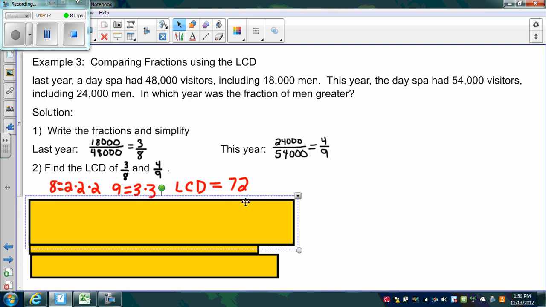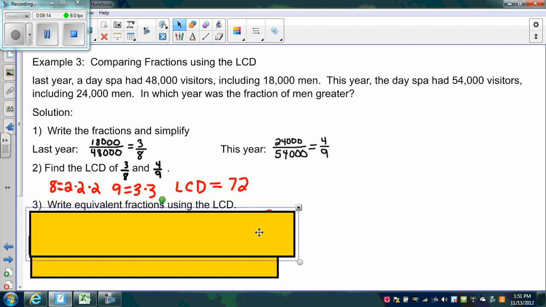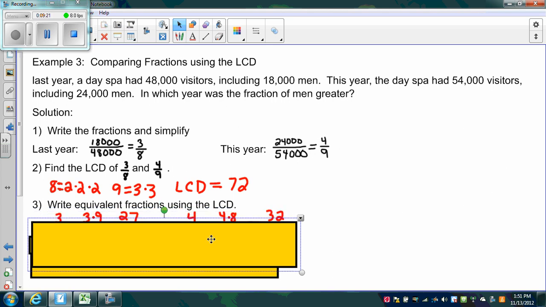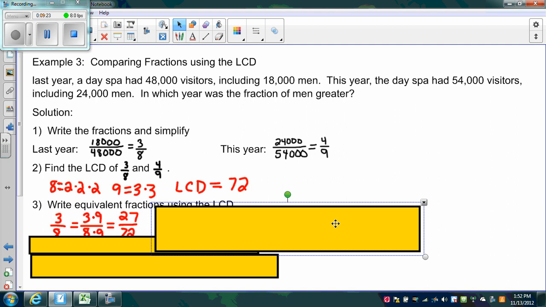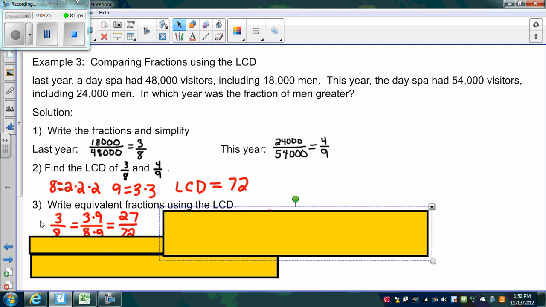So the next step, it's important to remember each of these steps and to do them in order. We need to write equivalent fractions using the LCD. So just like we did in the previous section, now we need to get the bottom number to be the LCD.